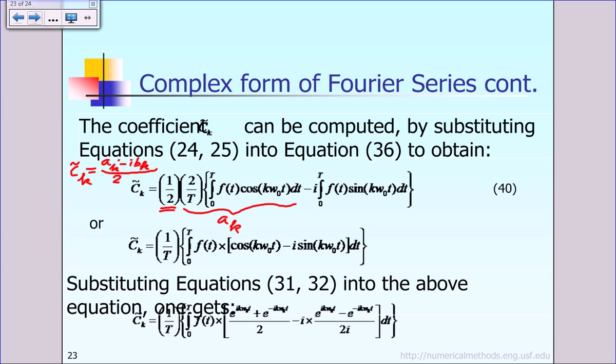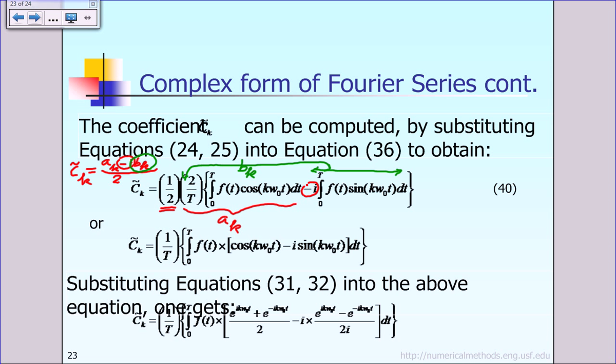And then you have here minus i. That term is right here, minus i. And finally, the term b sub k, the blue one, is this integral right here. If you combine with the factor 2 over t, that together will give you bk. So this goes to bk. Okay? So ck tilde is equal to 1/2 ak minus ibk. That comes from the definition.